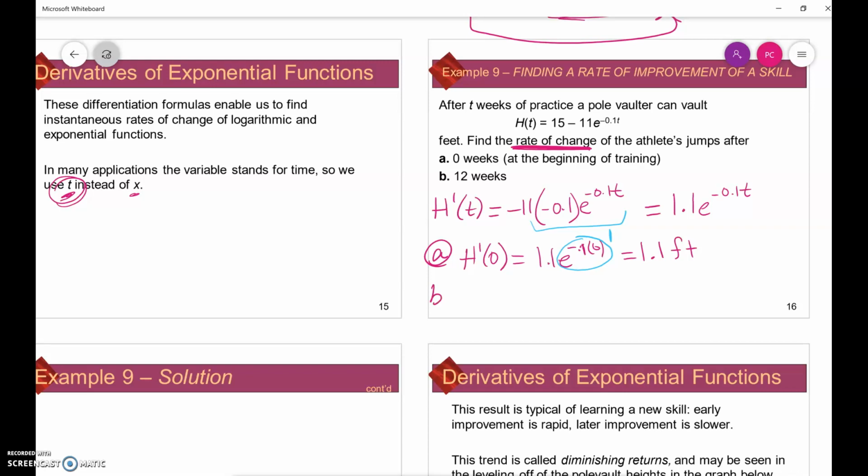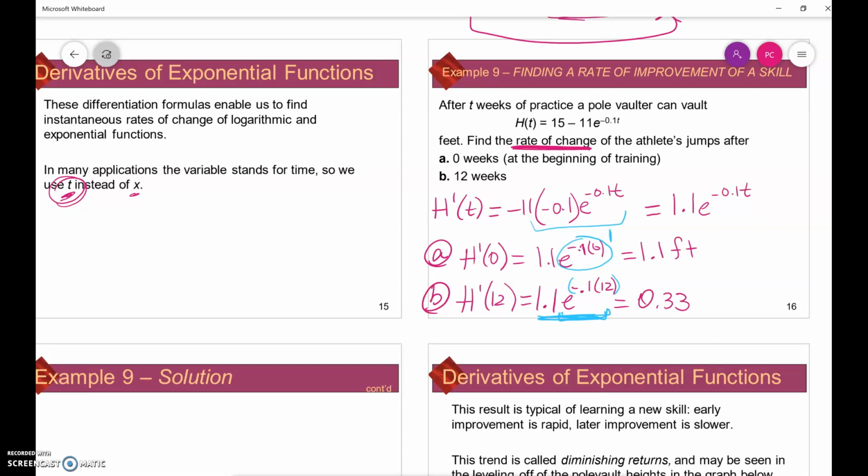So let's see what happens at week 12. What's that rate of change at week 12? Same concept, we're going to plug 12 into the function. 1.1 times e to the negative 0.1 times 12. When you plug this in, we get about 0.33. And you can plug all of this into your calculator right here. You don't have to do it in several steps, although I do recommend plugging the e part in first and then multiplying by 1.1, but it really doesn't matter either way, as long as in your calculator that entire exponent is in parentheses.